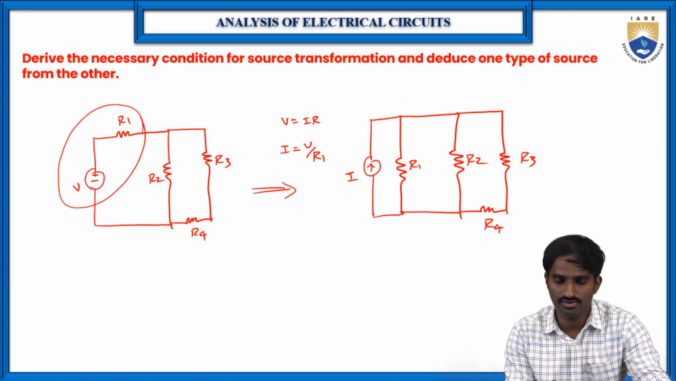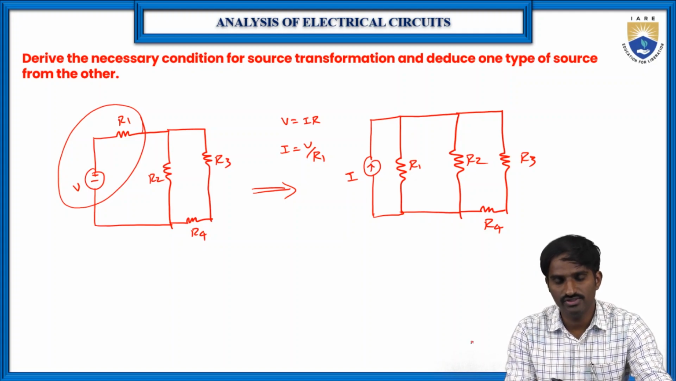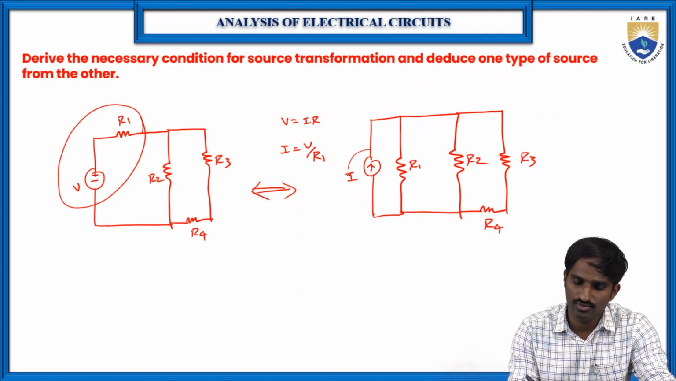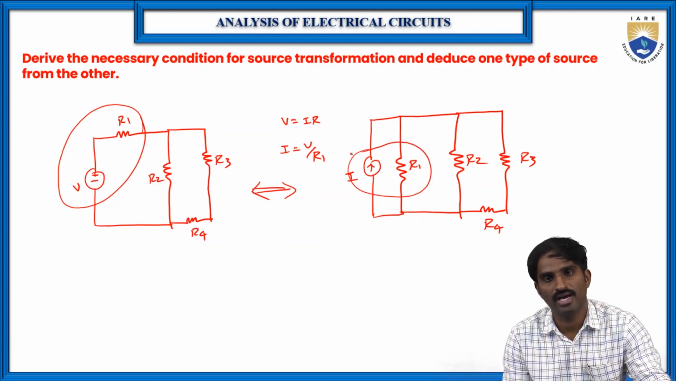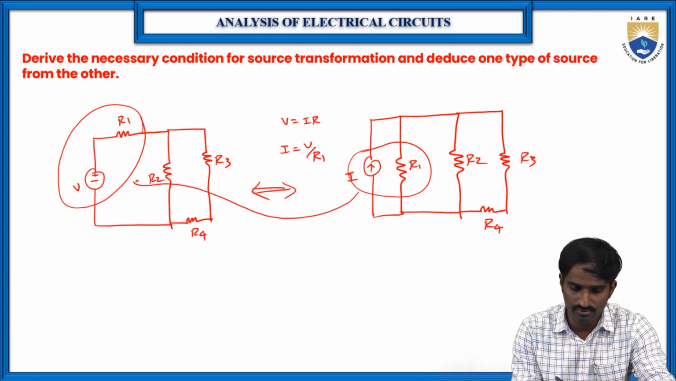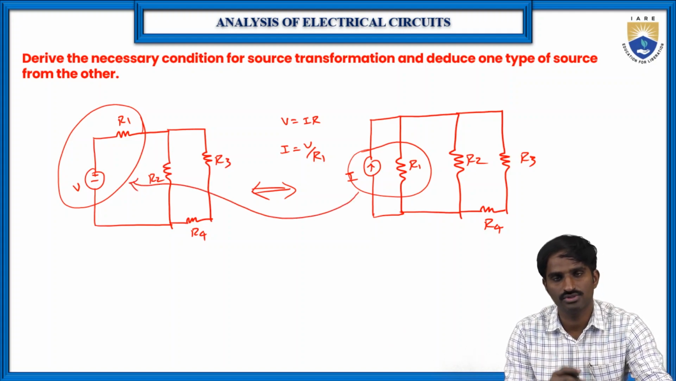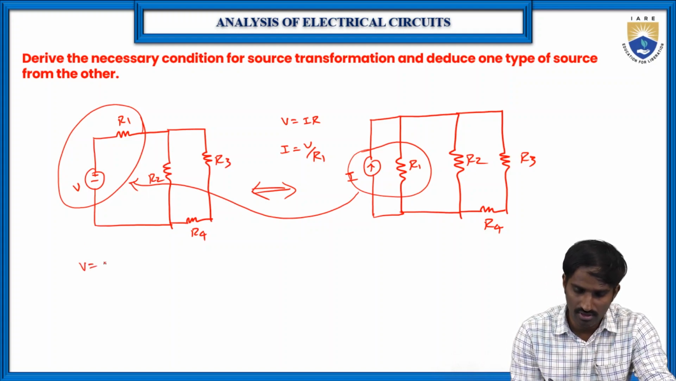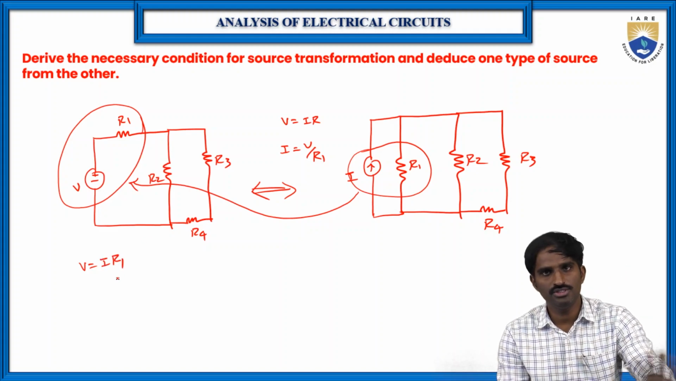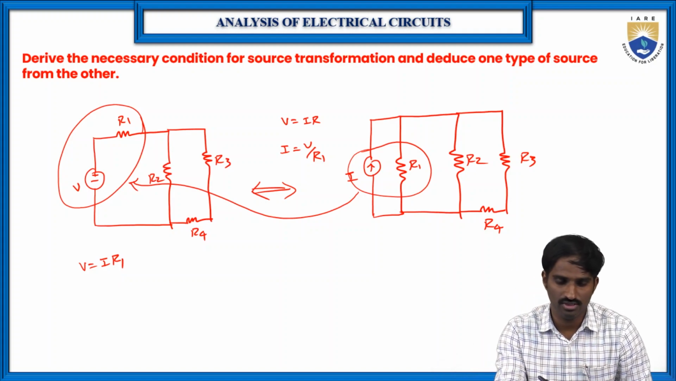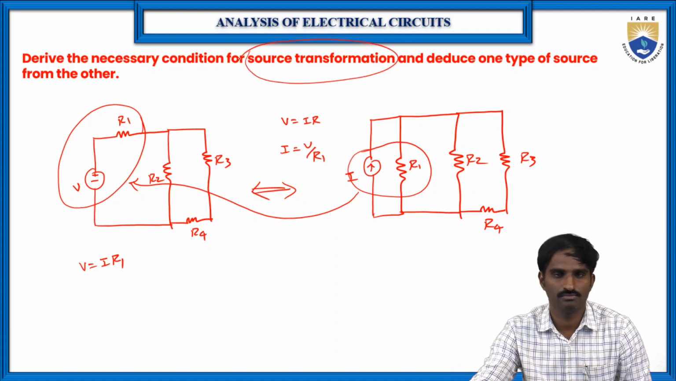So the voltage source is transformed into a current source. Then again, vice versa, the current source can be transformed into a voltage source when the current source has an internal resistance in parallel with it. This way we can transform the current source into a voltage source and the voltage source into a current source, right? In this case, V is equal to I into R1. So this is how we can transform a voltage source into a current source and a current source into a voltage source. That is called source transformation, right?